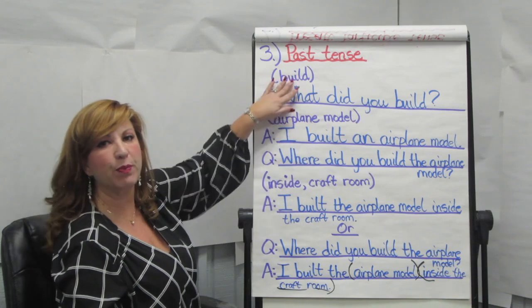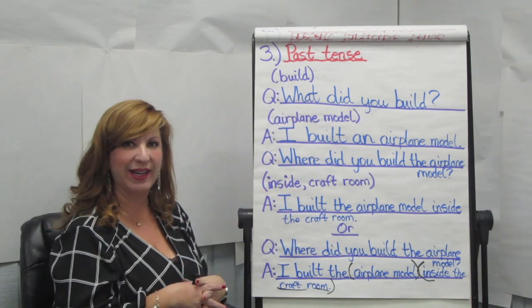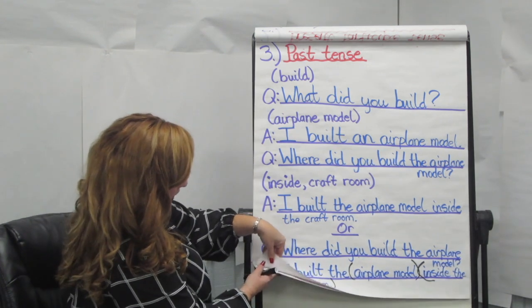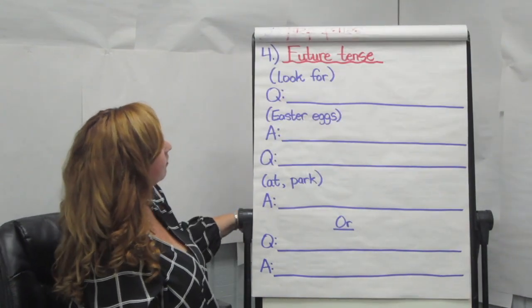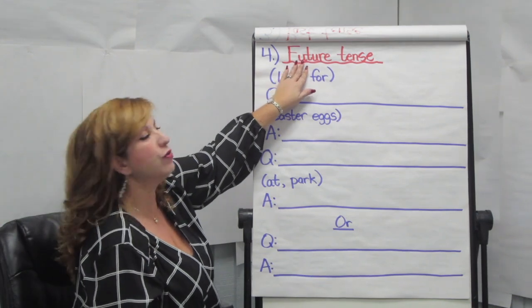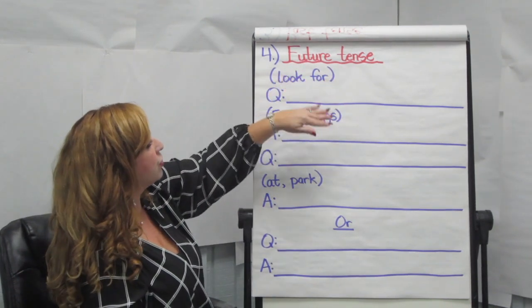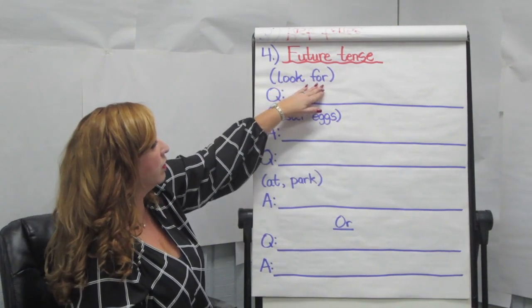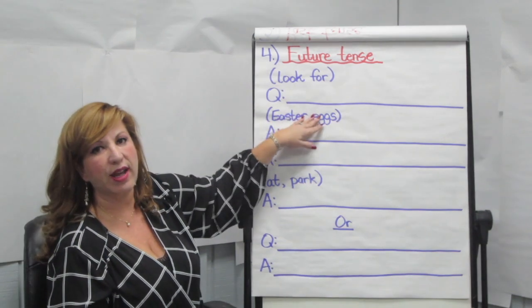Or you could always separate it into two different questions. But as you practice, you're going to begin combining them. Okay, so let's try number 4 together. And this exercise is going to be done in the future tense. So, in the future tense, we're going to use the verb look for, and the object is going to be Easter eggs.